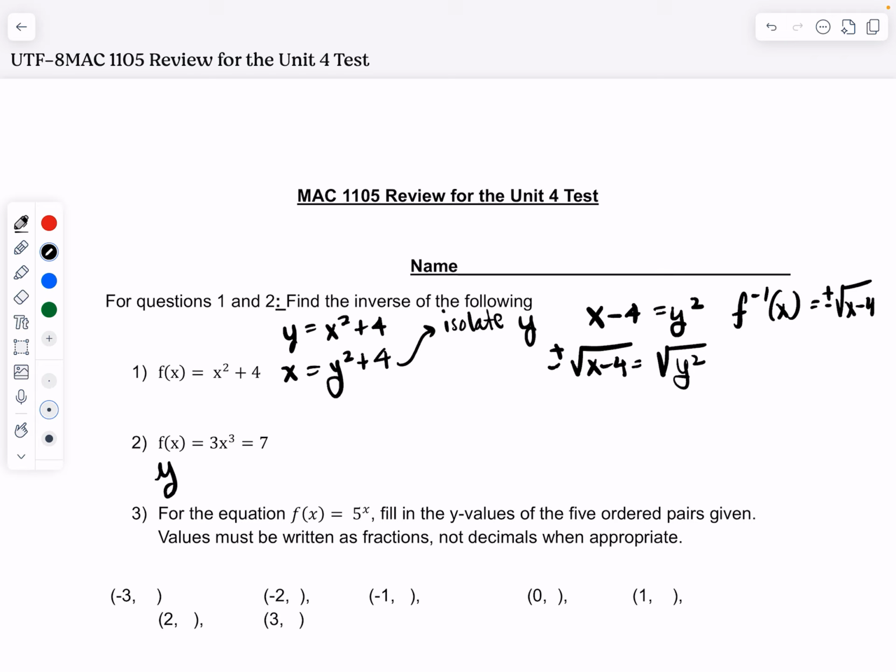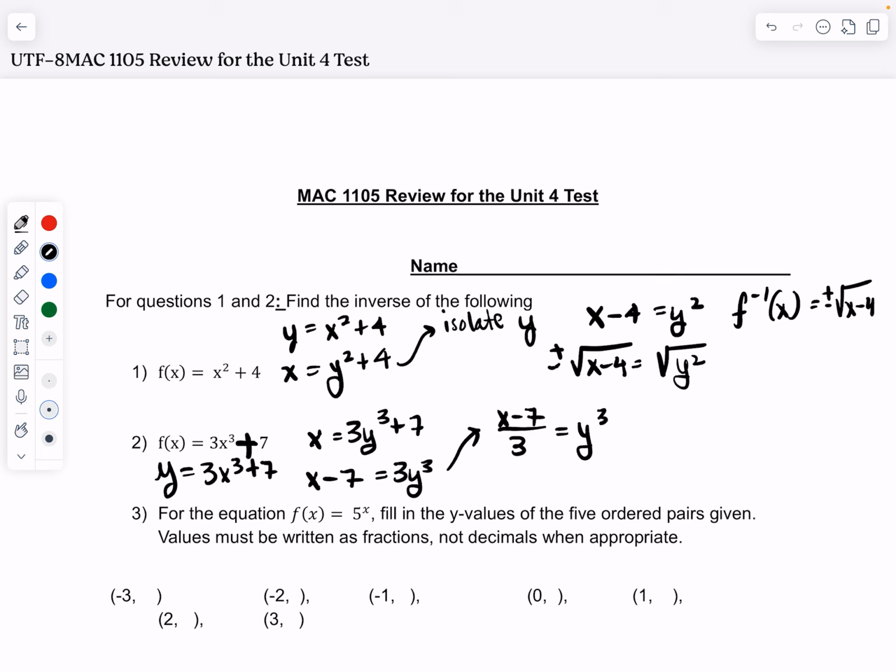Okay, second one. Again, the original function is y equals 3x cubed, and I'm going to make this a plus 7. Okay, again, I'm going to switch x for y. And then I'm going to bring the 7 over to the other side. So I get x minus 7 equals 3y cubed. Then I'm going to take x minus 7 divided by 3 to get y cubed. And now to get y by itself, I'm going to have to cube root both sides.